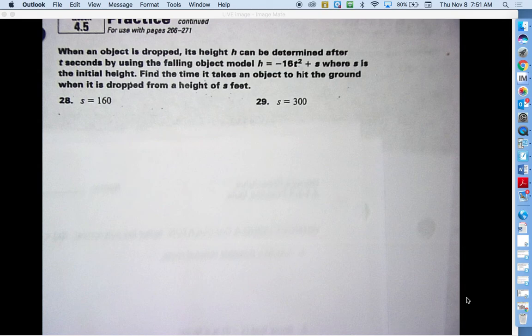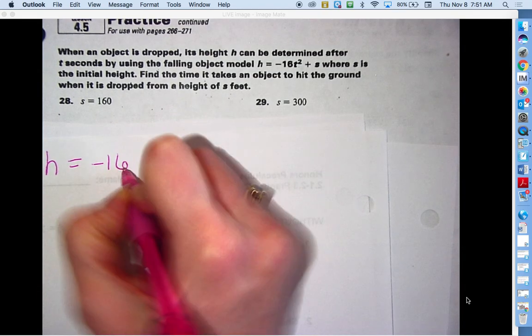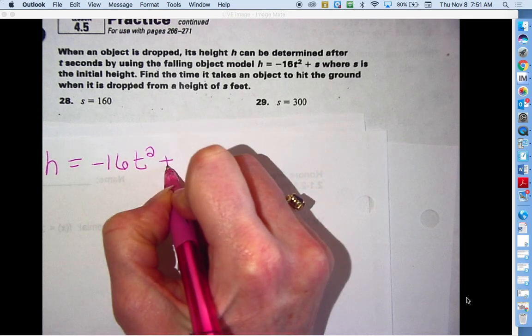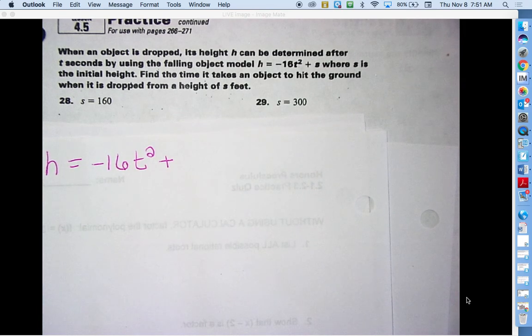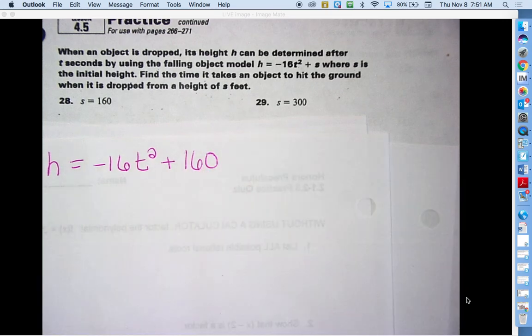So we have this object, whatever it happens to be, and it doesn't matter what kind of object it is. So it could be my pen, it could be a rock, it could be a stapler, anything, a book. We want to find out how long it takes for it to fall 160 feet. So the first one, we have 160. We have this formula, negative 16t squared. And then s, it says, is the initial height. That's its starting height. So if you want to think of s as being the starting height, it's starting at 160 feet.